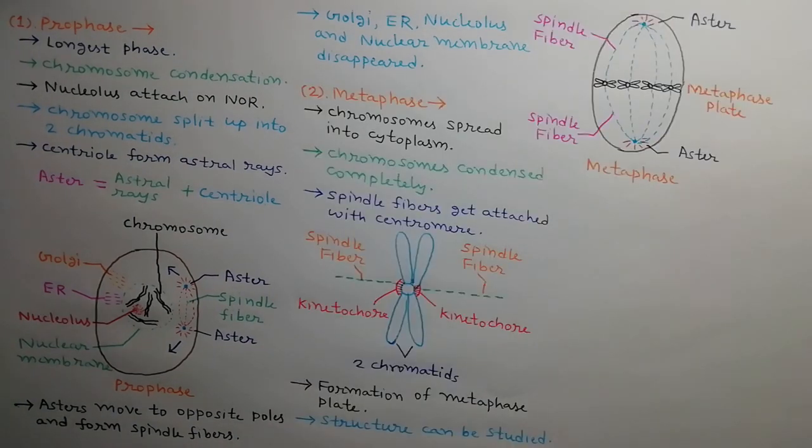In metaphase, chromosomes spread throughout the whole cytoplasm due to disappearance of the nuclear membrane. Chromosome condensation gets completed and now chromosomes can be seen and studied under the microscope. Each chromosome has two sister chromatids. Spindle fibers get attached to the centromeres of chromosomes as shown in the diagram and align and arrange them at the equator or middle of the cell. Now this is called the metaphase plate as shown in the diagram.